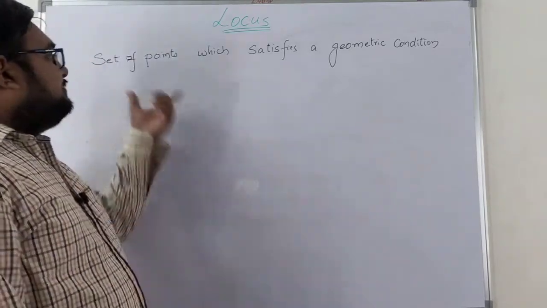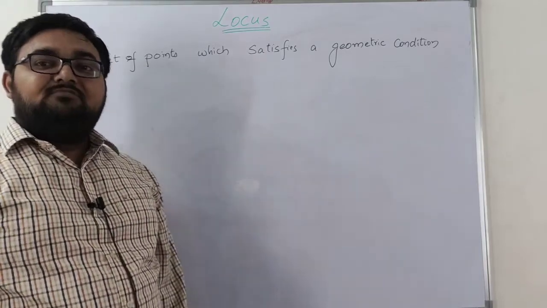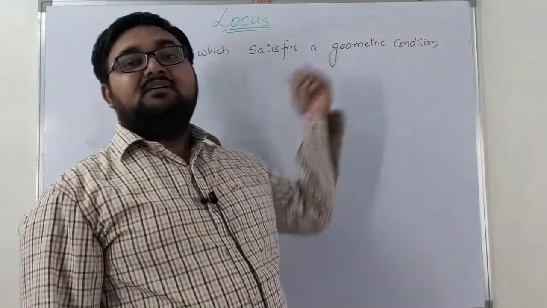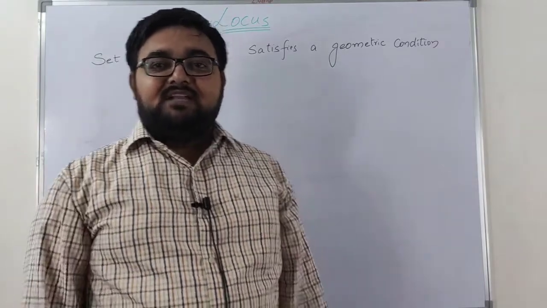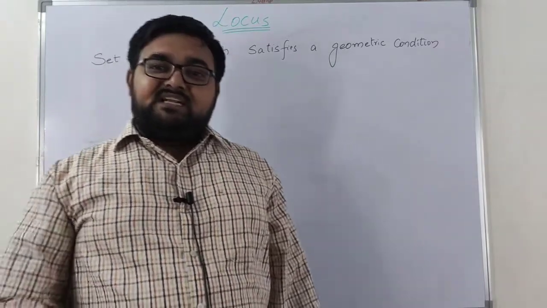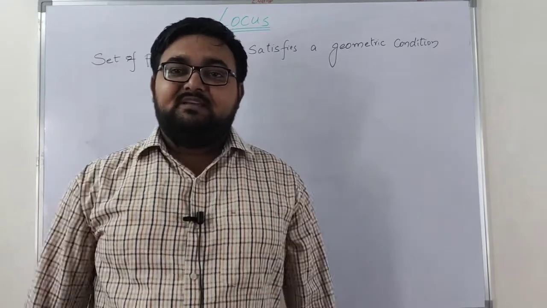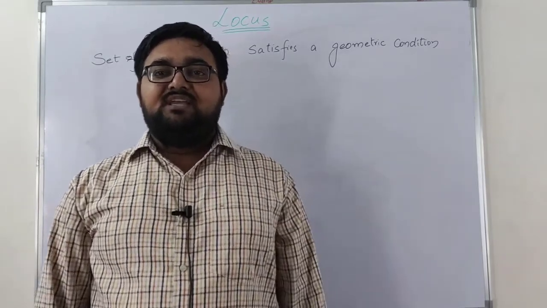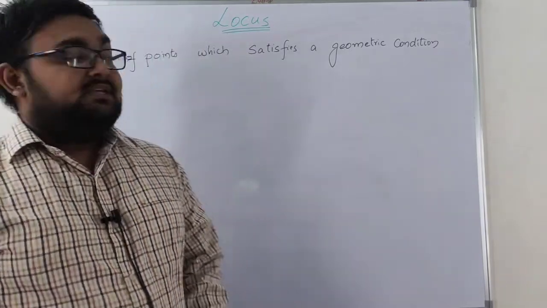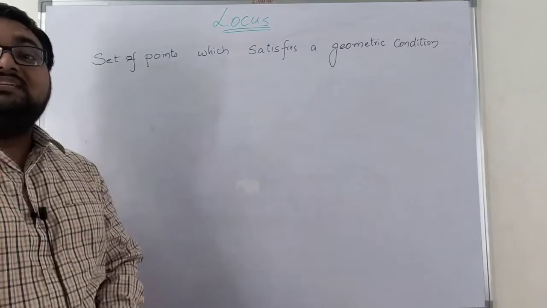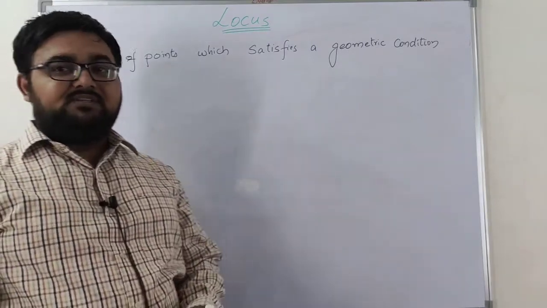So here if you observe, it is nothing but a set of points. The set of points also should satisfy the given geometric condition. That means a condition will be there. The points which satisfy that condition, all together we consider as the locus of the given point. So locus is nothing but a set of points. You need to remember this, right?